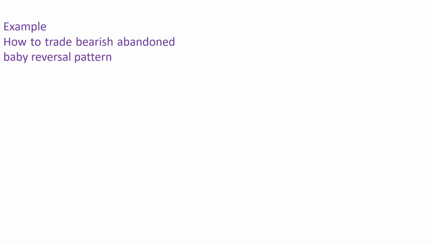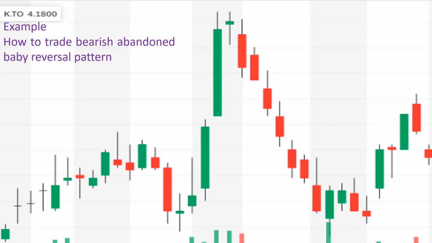The second example: how to trade the bearish abandoned baby reversal pattern. This is the price trend, K stock, D1 time frame, Yahoo Finance, and as you see, you have a bearish abandoned baby at the top of this uptrend, and after this pattern, you see the trend going sharply down. In order to exit the trade, you have to wait for the next bearish candle to drop below the close price of this bearish candle in the pattern, and then put your stop loss 1 or 2 ATR above the high of the pattern. That's how you trade the bearish abandoned baby.